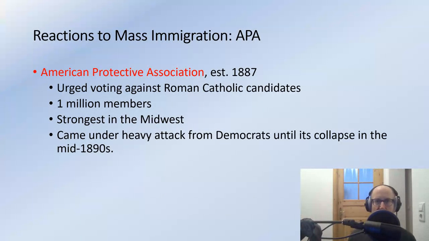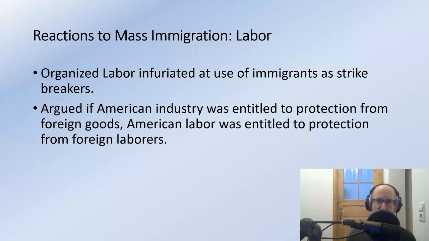A second was the American Protective Association, which was defiantly and openly anti-Catholic. Yeah, there was a real perceived urgency to get the Catholics out of politics. That's another reaction to immigration. A third was organized labor. Yeah, the unions, the American Federation of Labor, the Congress of Industrial Organization, the Brotherhood of Sleeping Car Porters, they were all anti-immigrant because the immigrants were used as strike breakers.